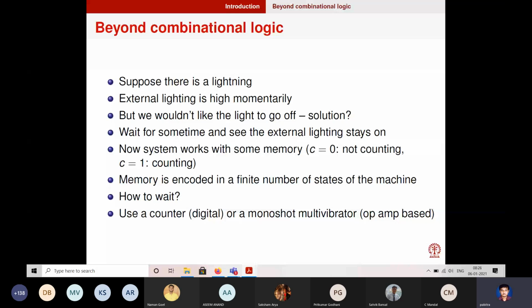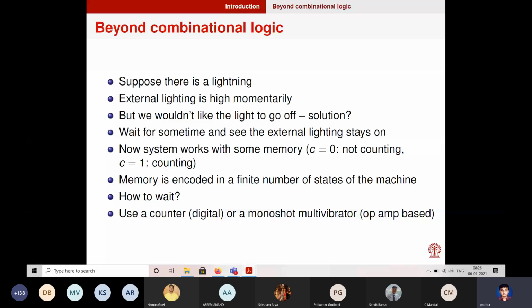So how do you do? Don't take immediate action. You wait for some time, see if the external light stays on, and if it does stay on, maybe you can turn off the light. But if it doesn't stay on, the sun has not yet come out, it was a lightning, if it does not stay on, you should not turn off the light.